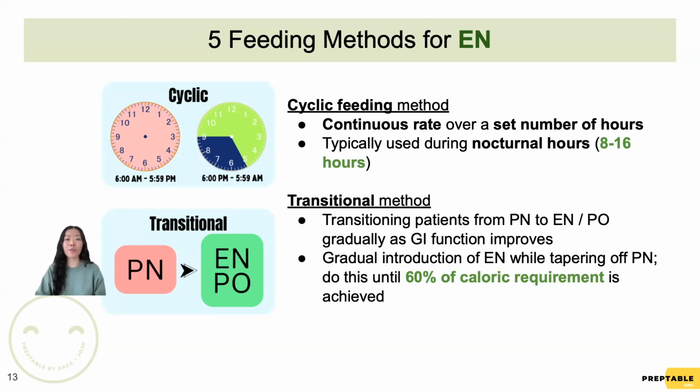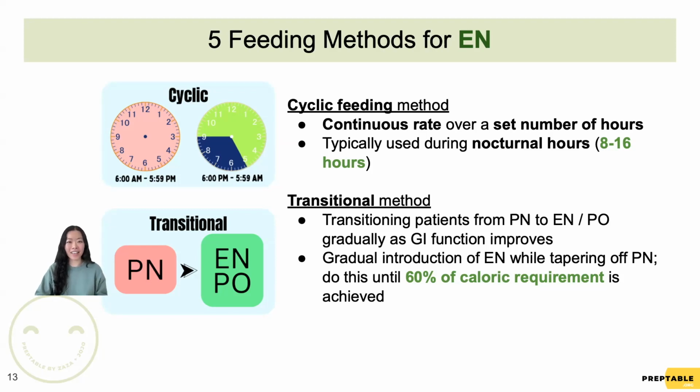Lastly, the transitional method. As your GI function improves, this method helps you transition from PN to EN or from PN to eating by mouth, also known as PO. You will be gradually getting EN while tapering off PN. You'll be on PN until at least about 60% of the caloric requirement can be achieved via EN. This method prevents refeeding syndrome and facilitates the transition to EN or PO.